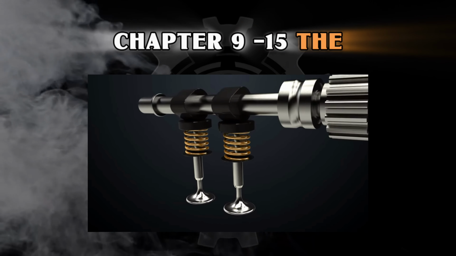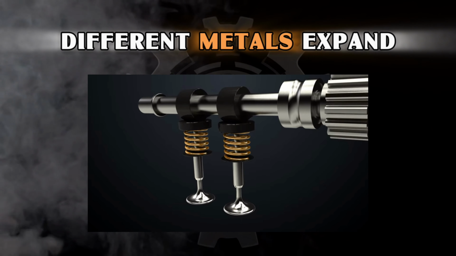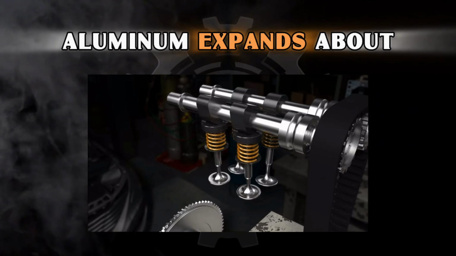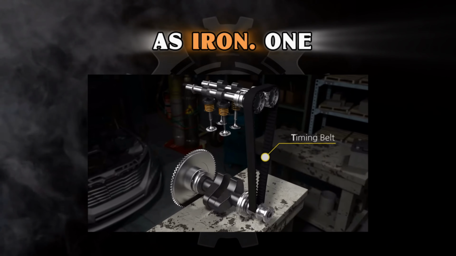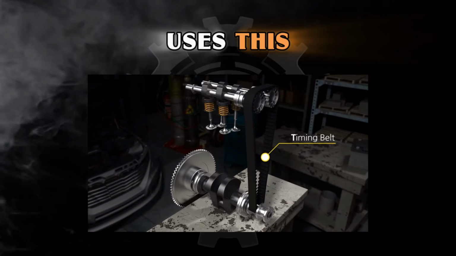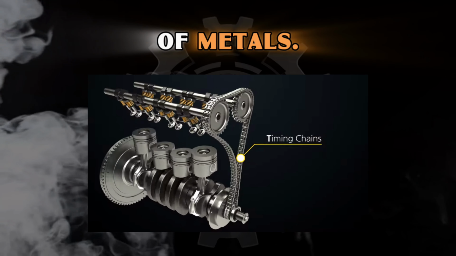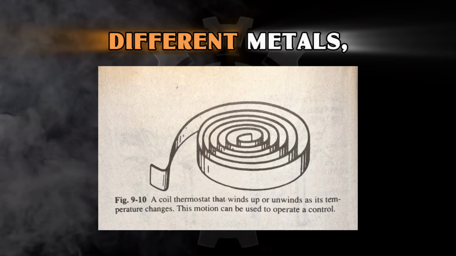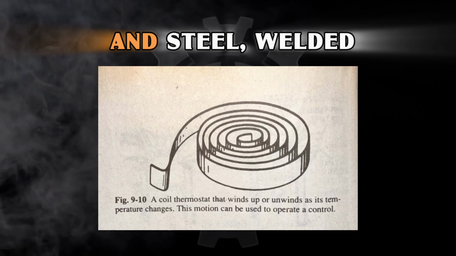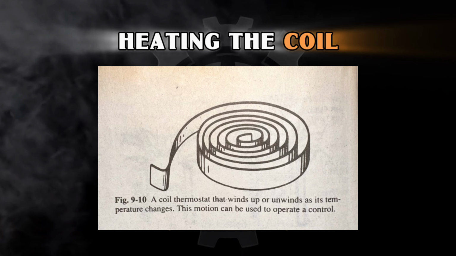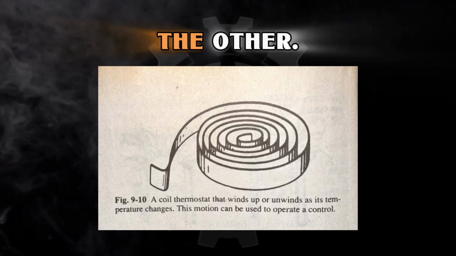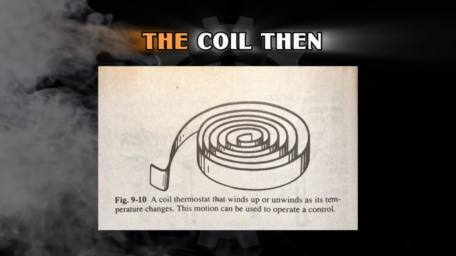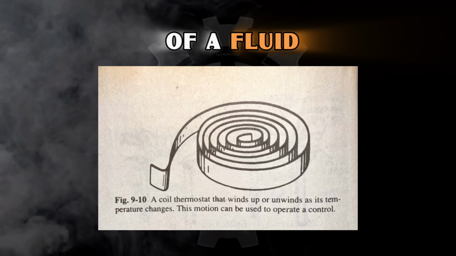Chapter 9-15. The thermostat. Different metals expand different amounts when heated. For example, aluminum expands about twice as much as iron. One type of thermostat uses this difference in expansion of metals. The coil thermostat, figure 9-10, is made of two different metals, such as brass and steel, welded together. Heating the coil makes one metal expand more than the other. This causes the coil to wind or unwind. The motion of the coil then controls the flow of a fluid or electricity.